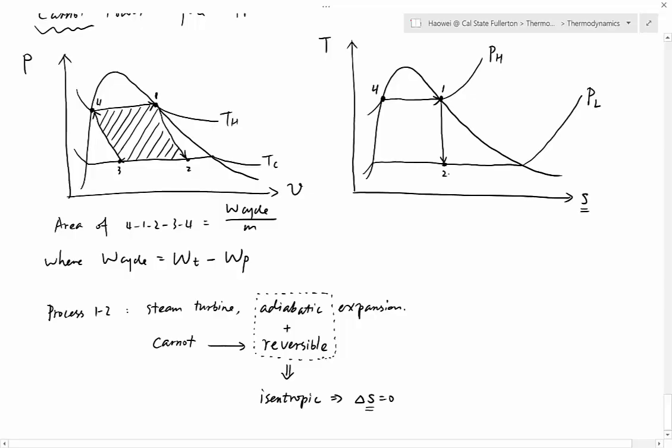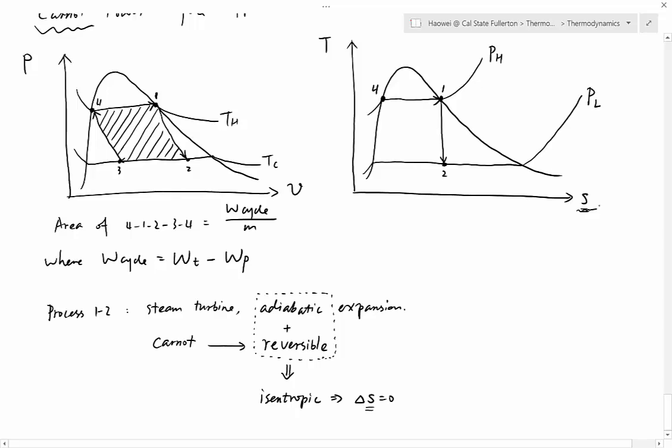Number 2. Okay, and then 2 to 3. 2 to 3 is still the same. It's gonna be on the PL line. PL is the pressure in the condenser, and 2 to 3 is the condenser. Do I go to the right or to the left? To the right or to the left, what do you check? You check the x-coordinate, which is entropy.